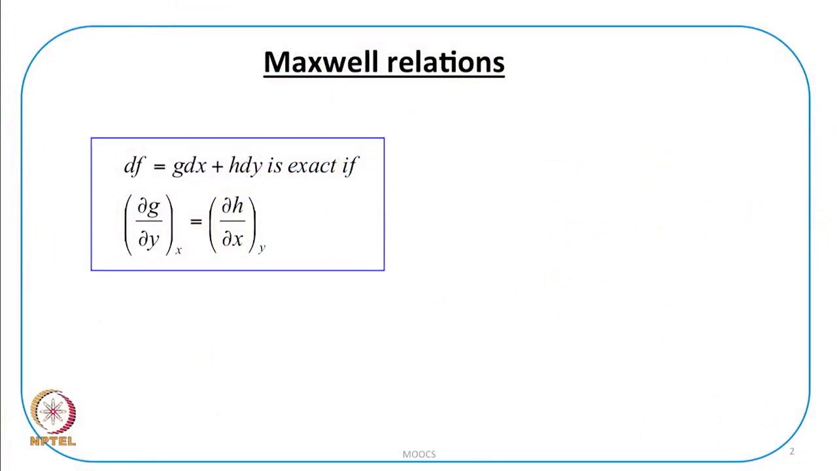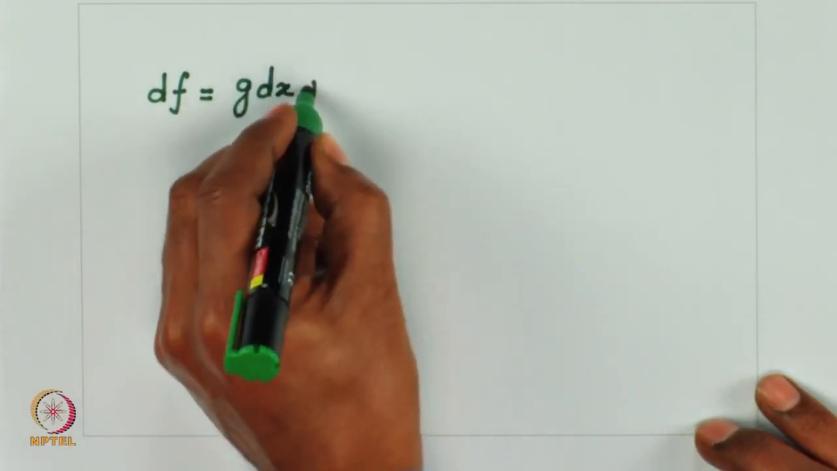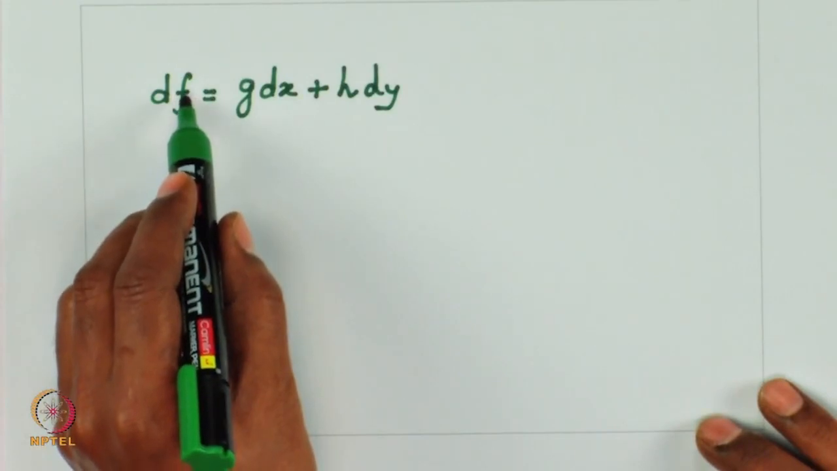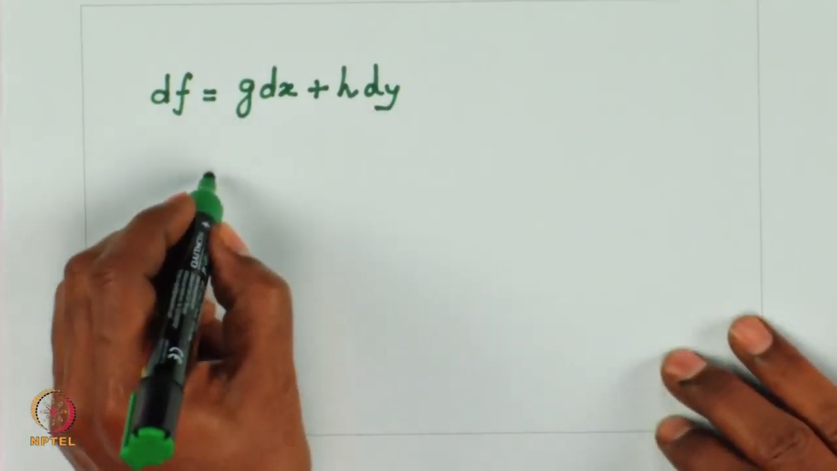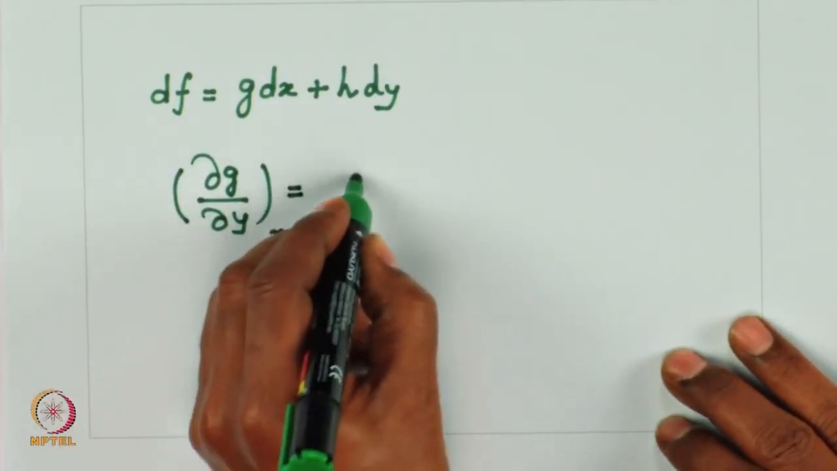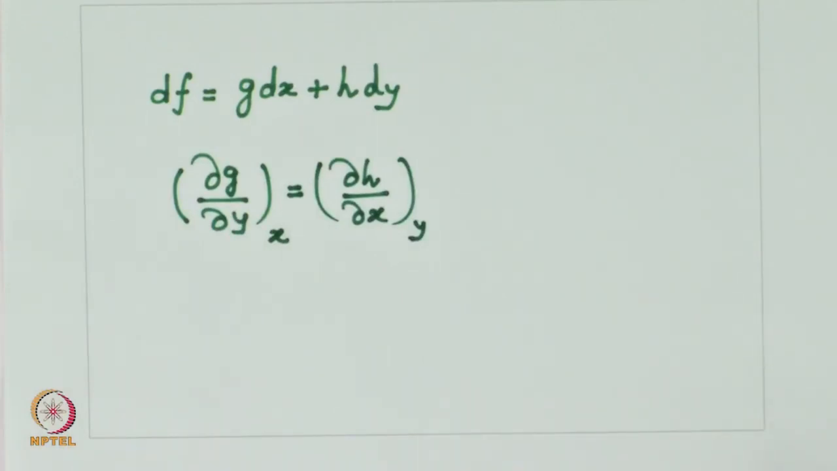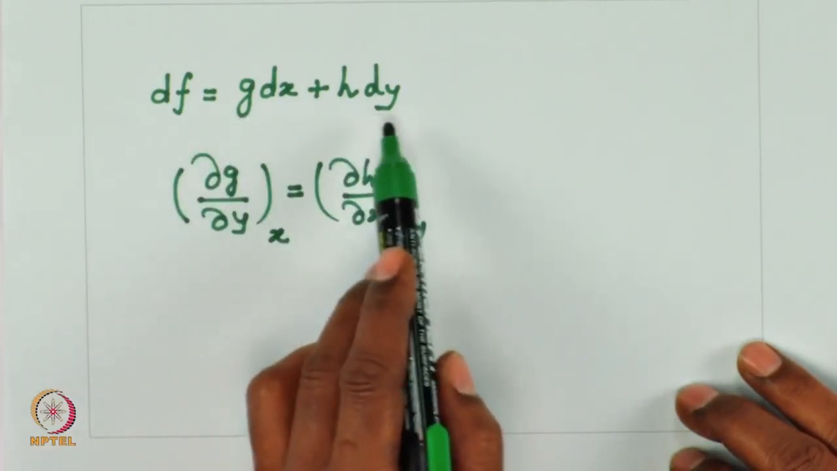Now, while discussing the Maxwell relations, we will make use of one mathematical fact, that is, dF, if it is expressed like g dx plus h dy, is exact. Exact means if f is a state property, then df is an exact differential. So, we say df is equal to g dx plus h dy is exact if ∂g/∂y at constant x is equal to ∂h/∂x at constant y. So, these partial derivative equalities will hold if df is equal to g dx plus h dy is exact.